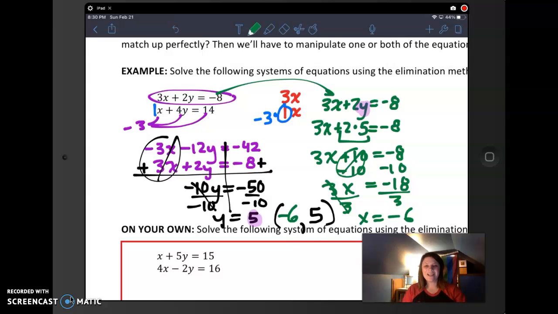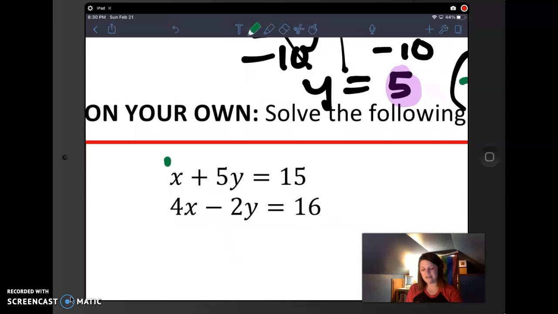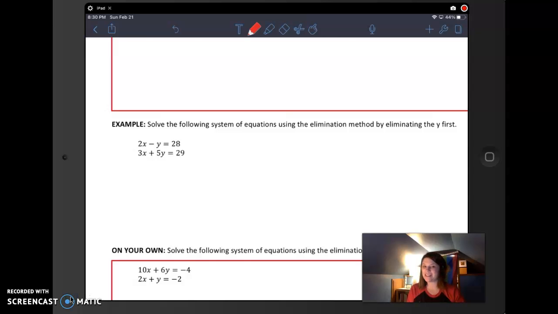Okay, you guys. It's exciting. You get to try the next one. I'll give you a hint. Take a look here. This is a 1x. All right, good luck. All right, I hope you're feeling successful. Let's do one more example together.